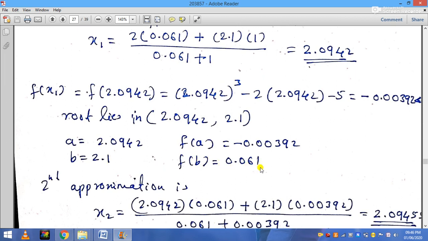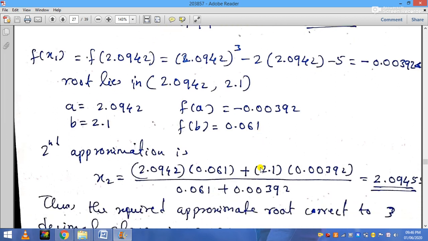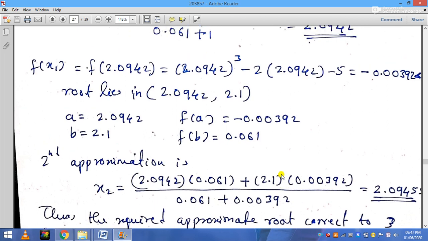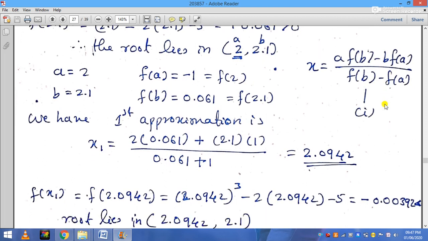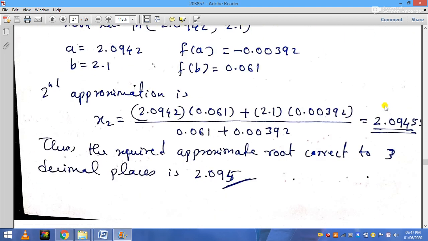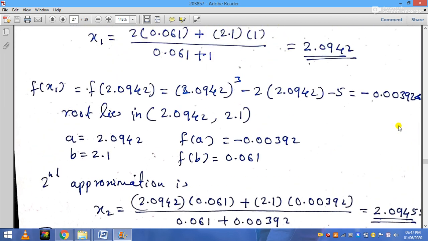is 0.061. Then put in the regula falsi formula, that is x2, the second iteration: a into f of b minus b into f of a, already you know the formula here, divided by f of b minus f of a. So putting these in, we get the x2 value 2.09455. So in the question they have asked for up to 3 decimal places, the answer will be the same.